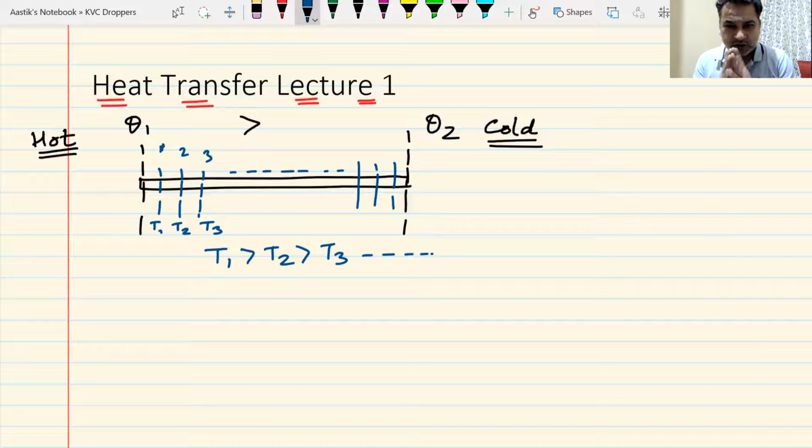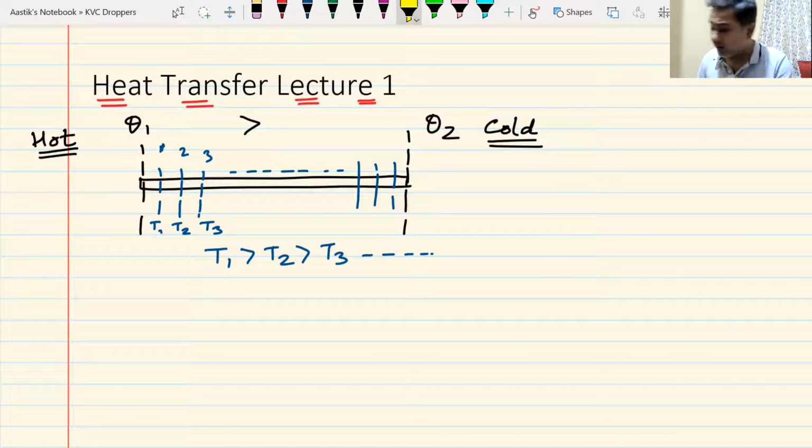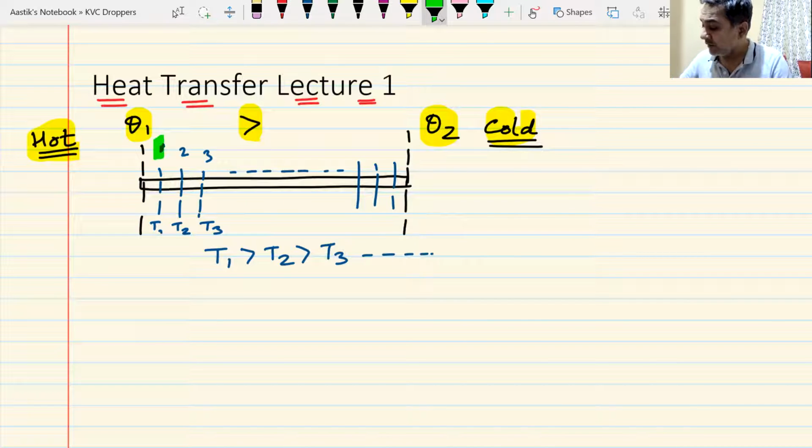Let's move ahead and try to understand what I mean by a variable state and what I mean by a steady state. What I have drawn here is a rod between two ends, theta 1 being the hotter end and theta 2 being the colder end, theta 1 more than theta 2. And I have drawn in green the different cross sections 1, 2, 3, and so on. Do you see this? The different cross sections from the hotter end to the colder end.